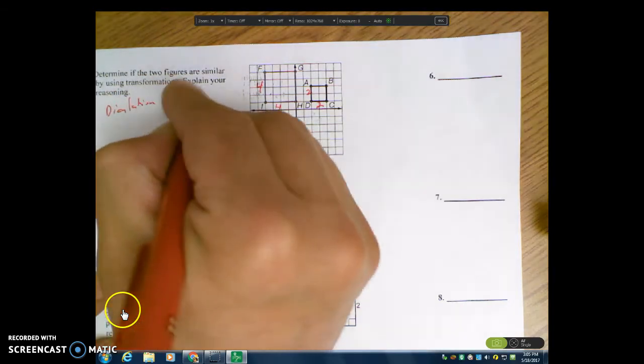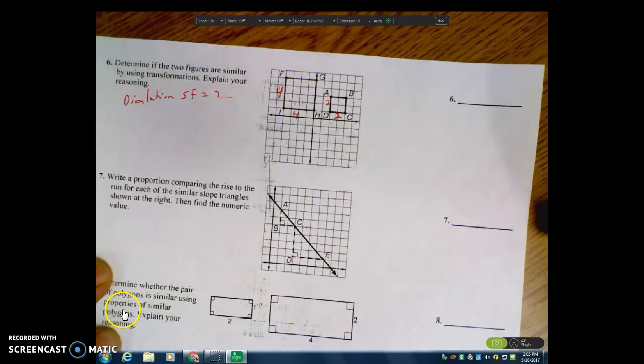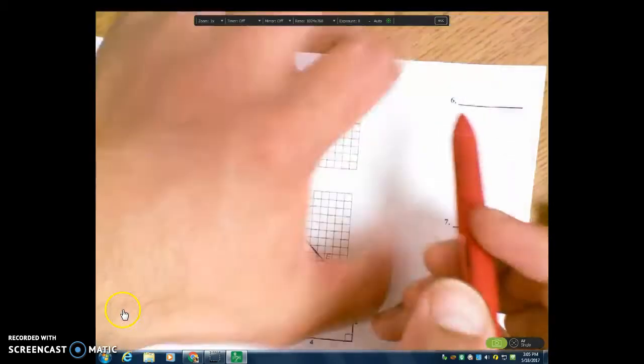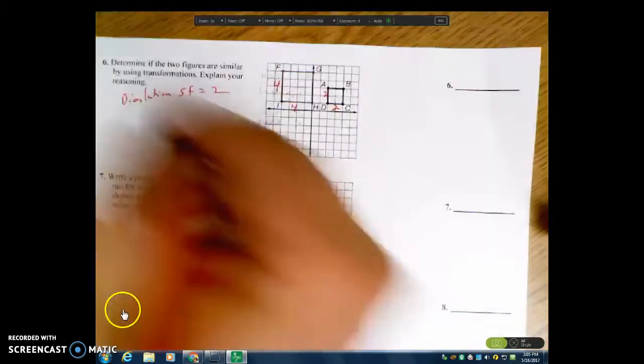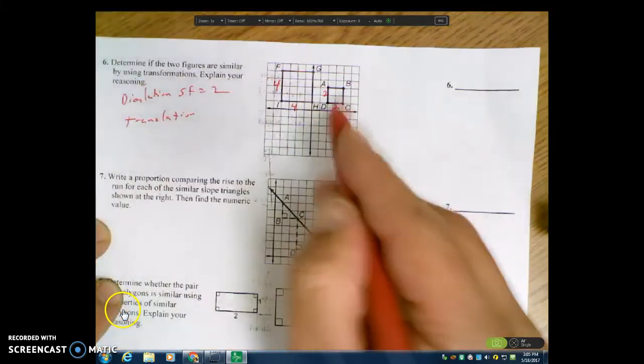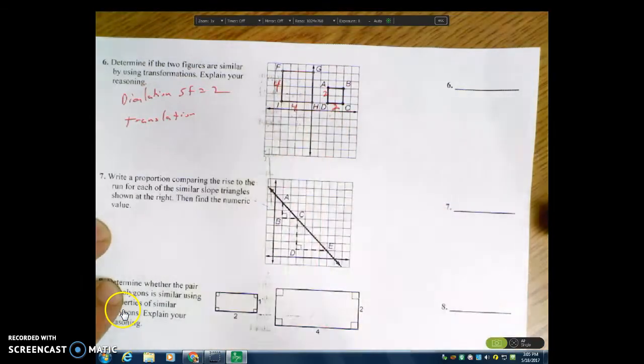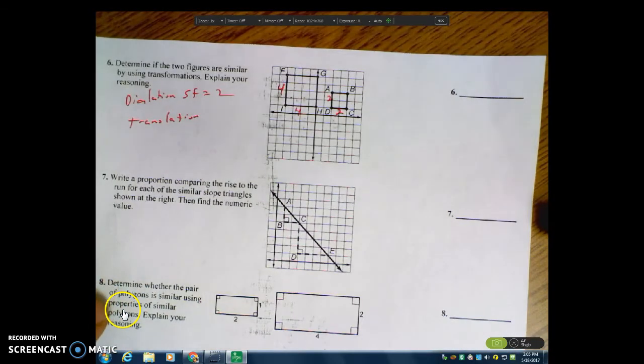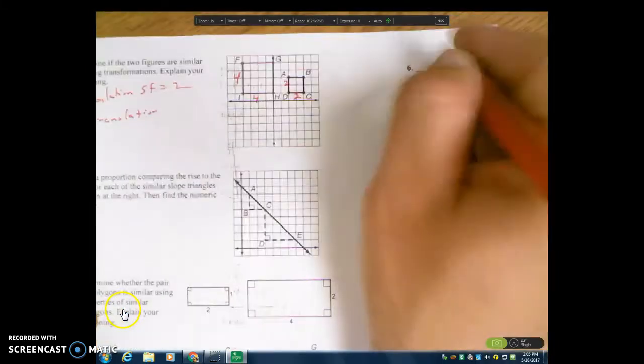With a scale factor of 2. All right. And then that would mean that we make it larger by 2 and then we translate it, we use a translation. So the dilation proves to me they're similar, and then I can translate that onto the FGHI. So that's how we can say yes, they are similar.